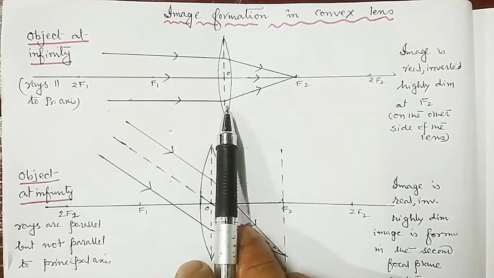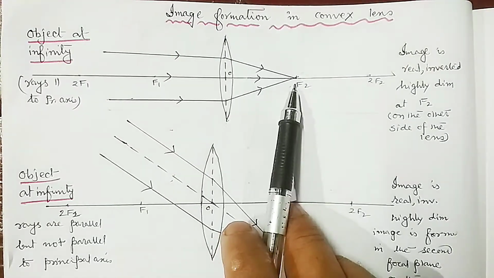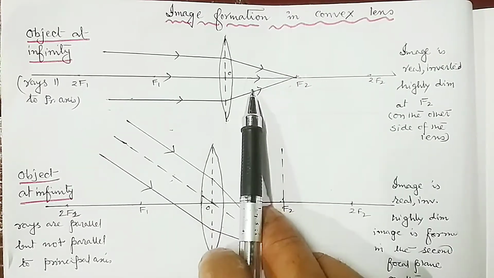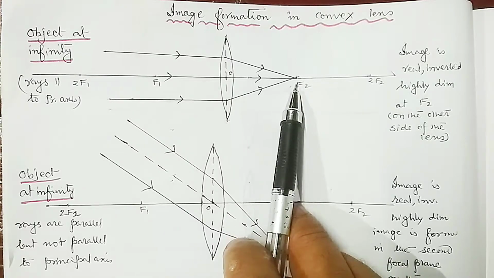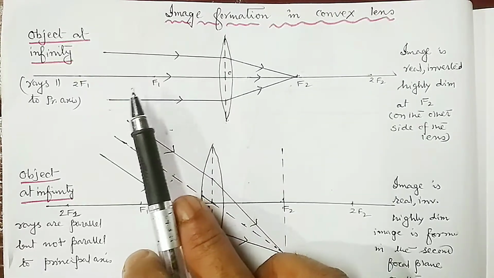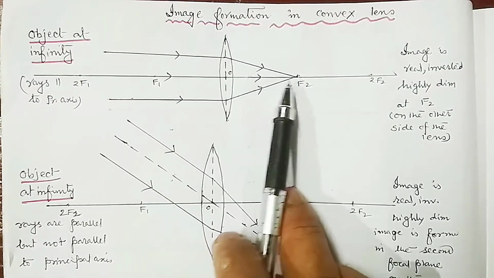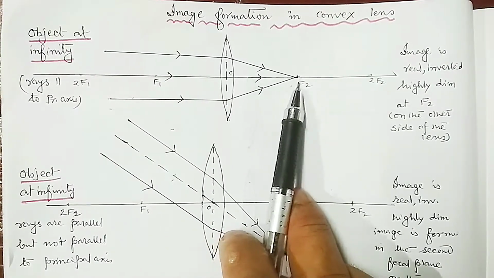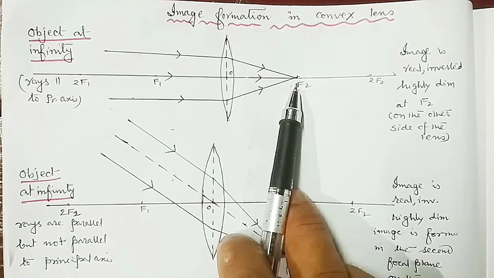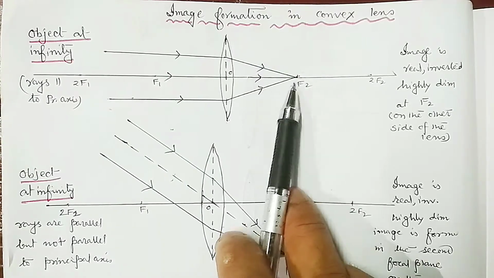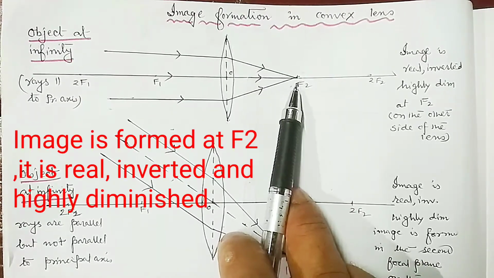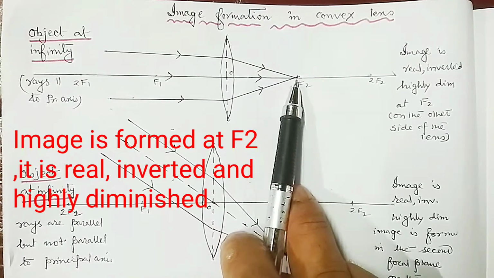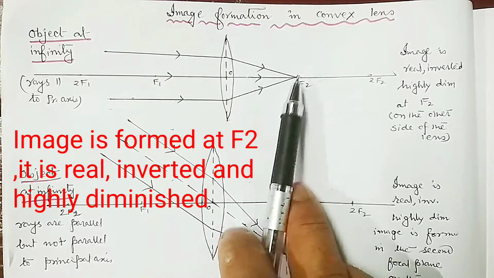This ray also, after refraction, passes through the second principal focus. Since these are the refracted rays, and they are meeting at f2, the image of the object which is at infinity will be formed at f2. Since the rays are really meeting, the image is real, and we know real images are always inverted, so the image will be inverted. And as you can see, the rays are meeting at a point, the image is very small, so the image is highly diminished.